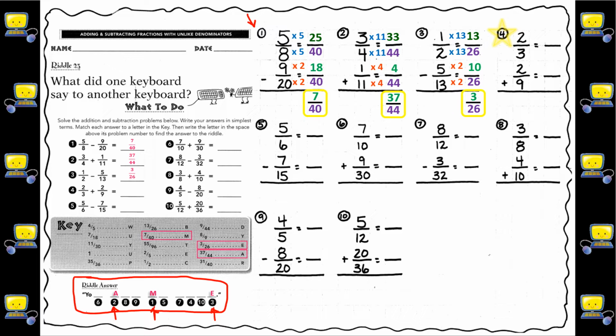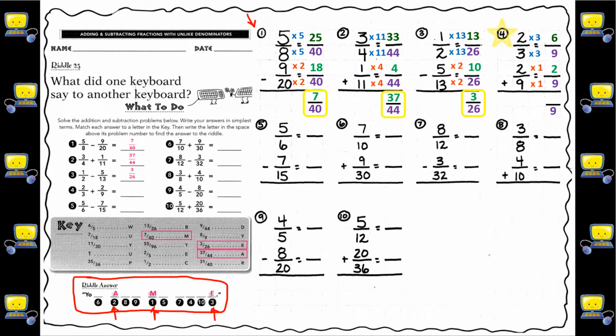Copy problem 4 down, pause the video and solve. Unpause the video when you're ready. The larger denominator is 9. 9 is a multiple of 3, so I can use it as my common denominator. 3 times 3 is 9. 2 times 3 is 6. 9 times 1 is 9. 2 times 1 is 2.